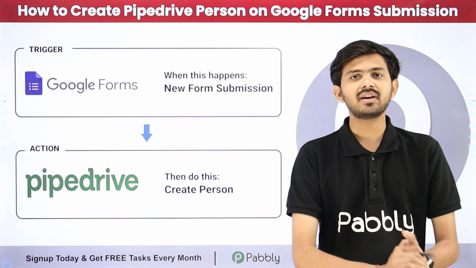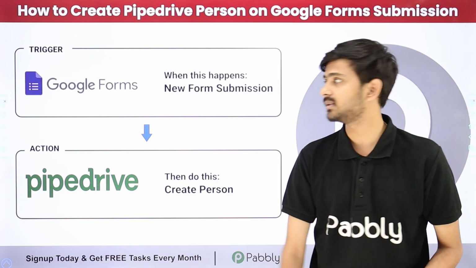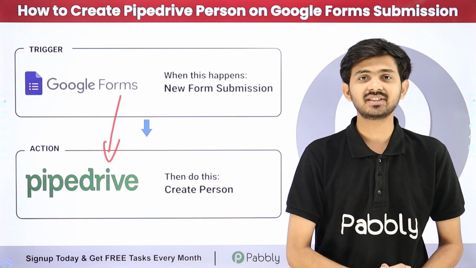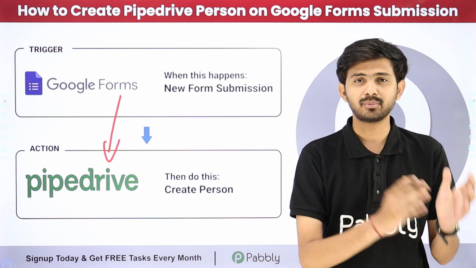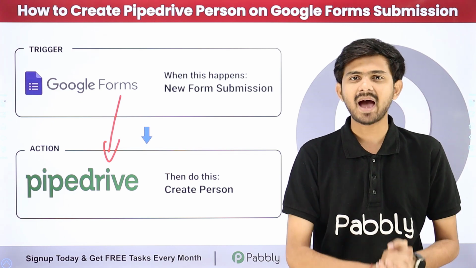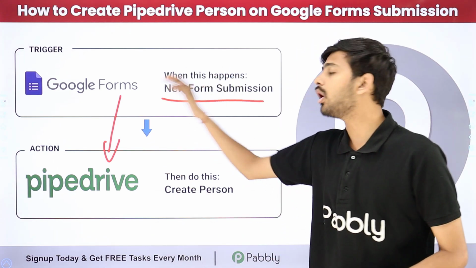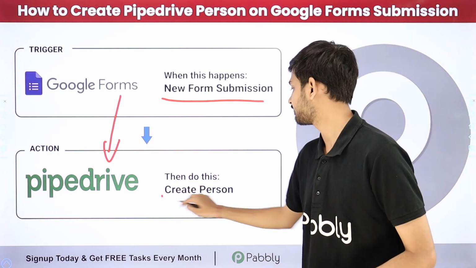To set up this automation, I need to build a connection between Google Forms and Pipedrive. For building this connection, I'm going to use Pabbly Connect. Pabbly Connect is an amazing software for automation and integration. With Pabbly Connect, whenever I receive a new form submission through Google Forms, I'm going to automatically create a new person in Pipedrive using those details.